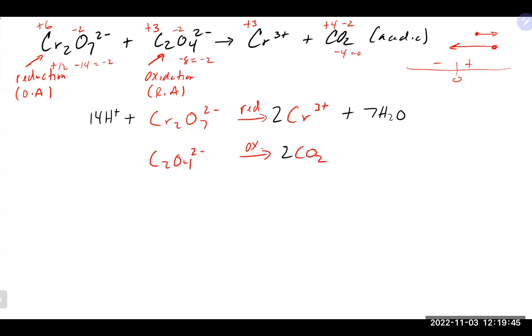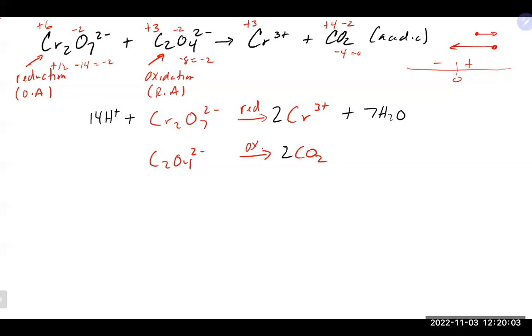On the bottom half reaction, we got 4 oxygens on the left, and by putting the 2 in front of the CO2, we end up with 4 oxygens on the right, which means we are good on that one. We don't need to add any waters to that particular one. Any questions on that so far?